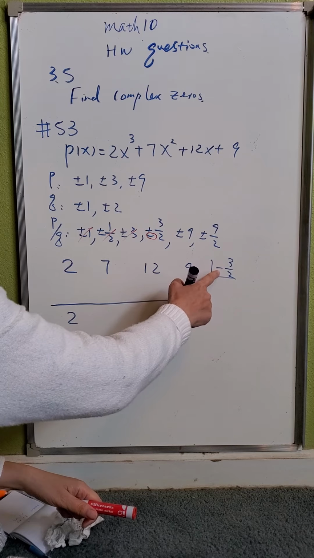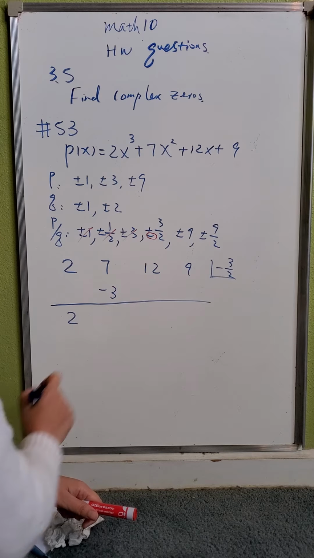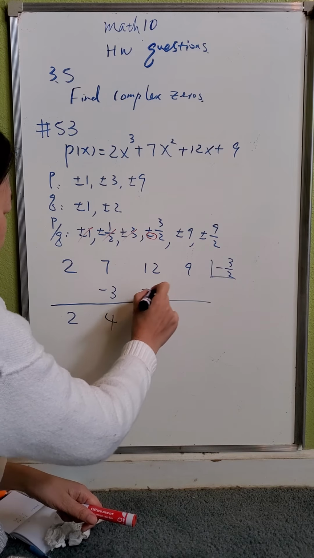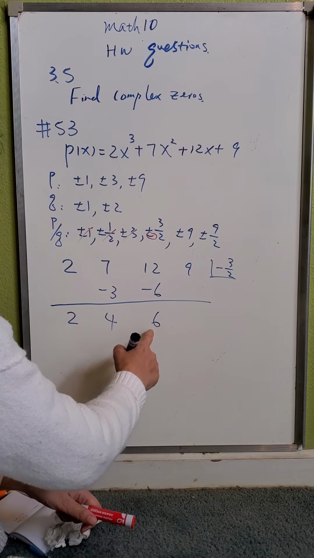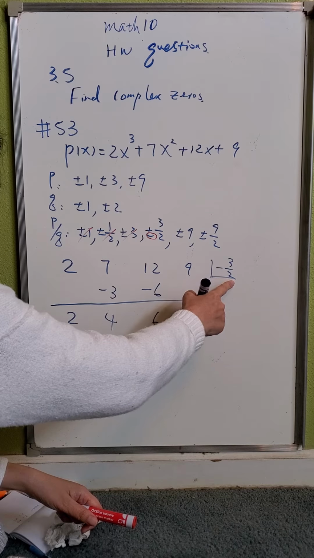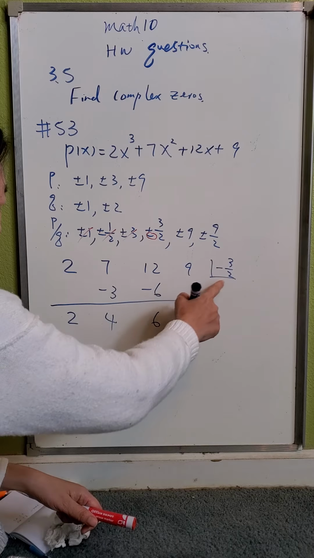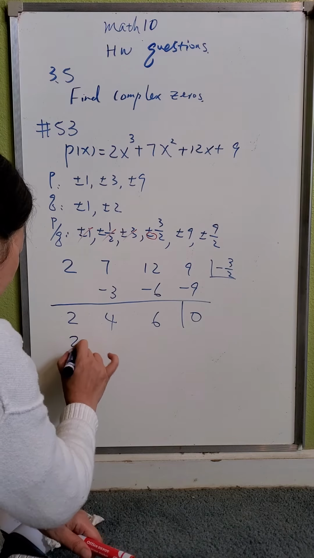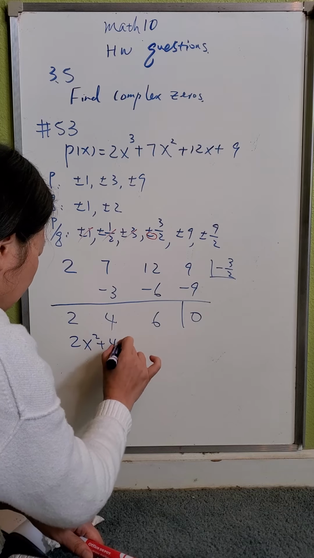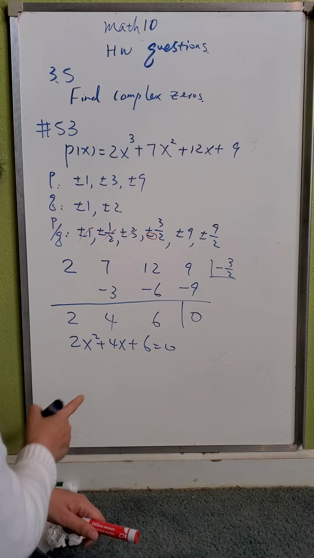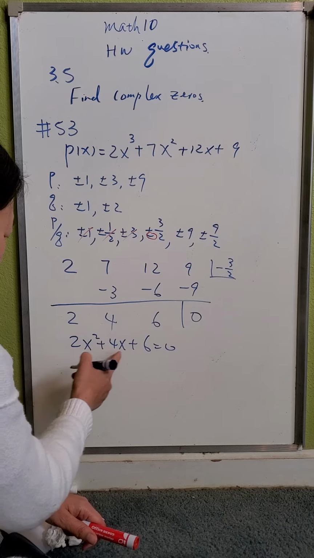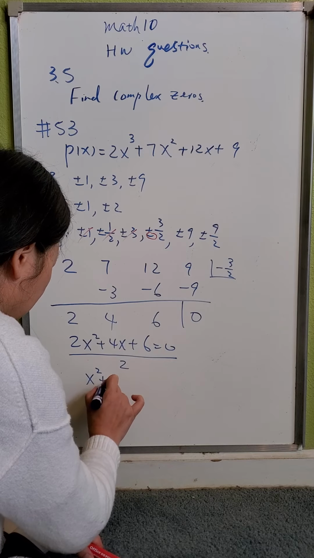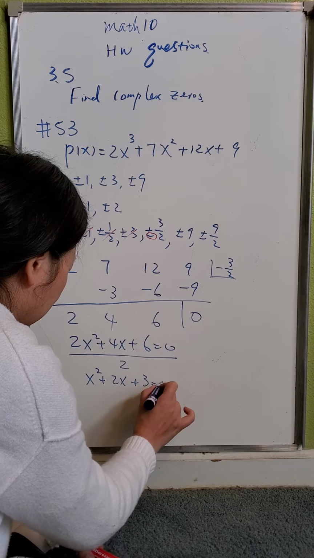So 2 times negative 3 over 2 just becomes negative 3. It's a 4. 4 times negative 3 over 2 is equal to negative 6. That becomes 6. 6 times negative 3 over 2 is, 6 divided by 2 is 3, so it's negative 9. Okay, so 2x squared plus 4x plus 6 equals 0. I'm going to divide everything by 2 because they all have a 2 here. I get x squared plus 2x plus 3 equals 0.